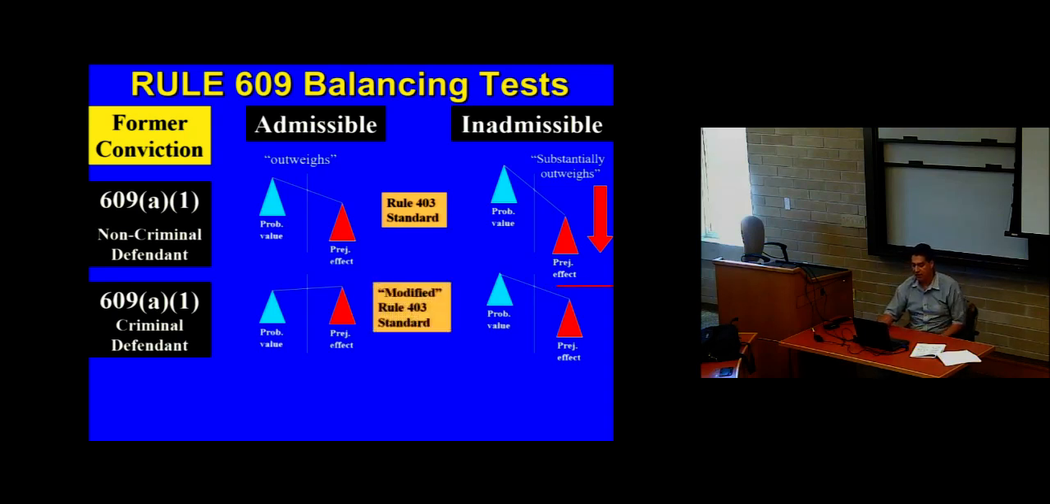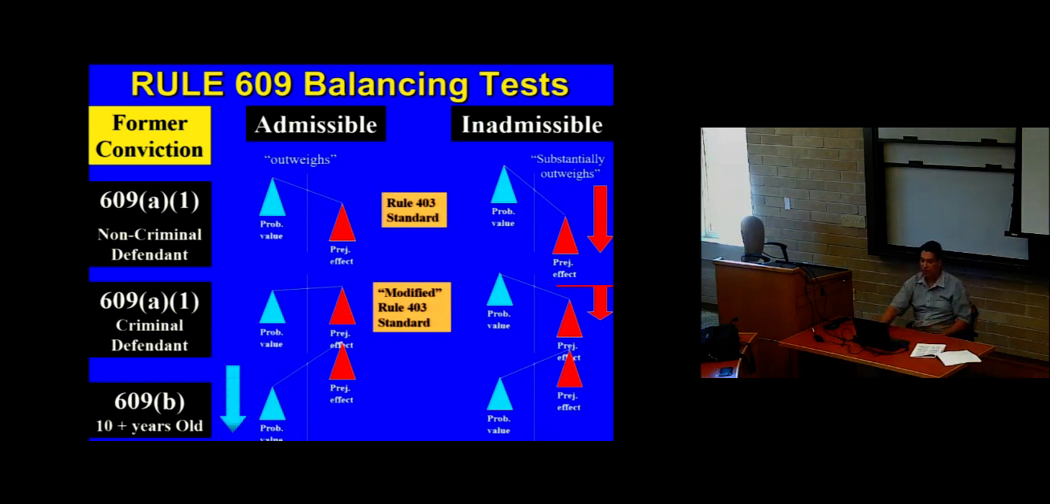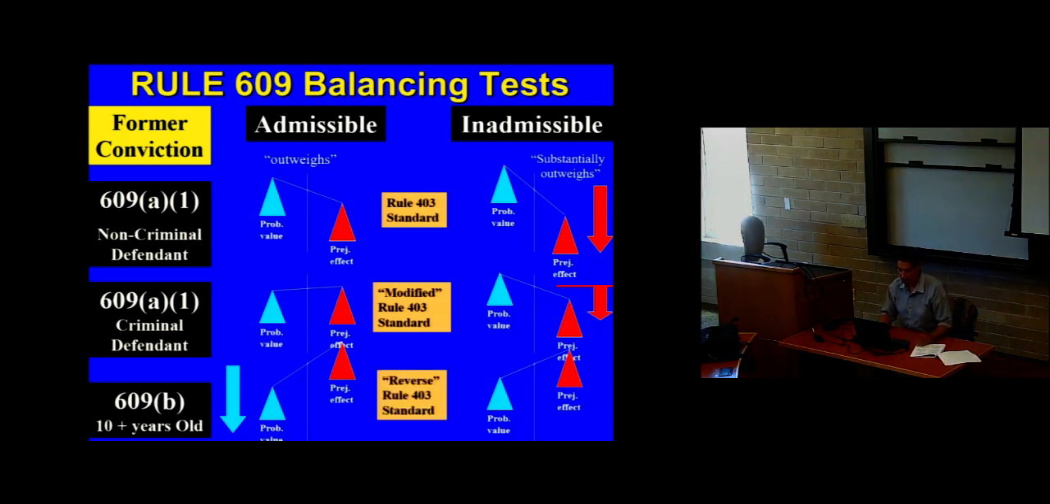Finally, compare and contrast that with the Rule 609B, the old conviction. Even if the probative value is even with, and even if the probative value of the conviction outweighs the danger of unfair prejudice, it's still inadmissible. It only becomes admissible when we get this situation, where the probative value of the conviction substantially outweighs the danger of unfair prejudice. And that's the reverse 403 standard.